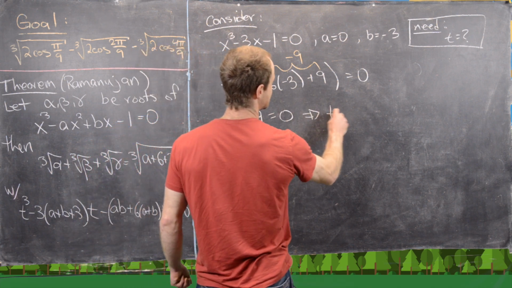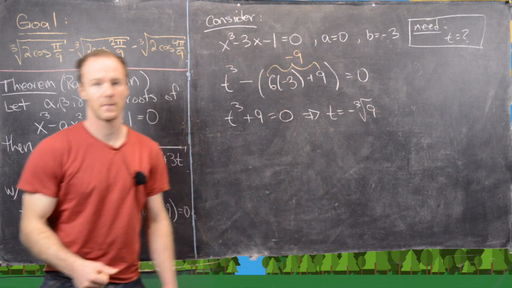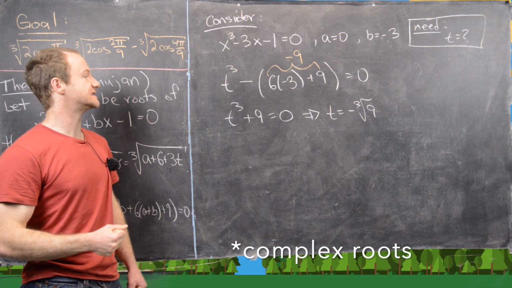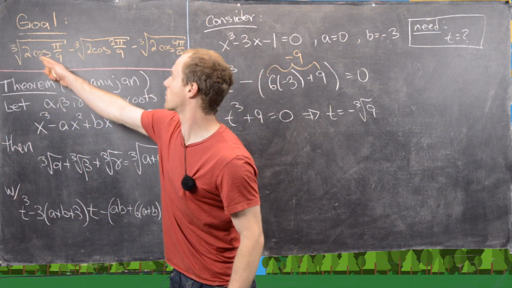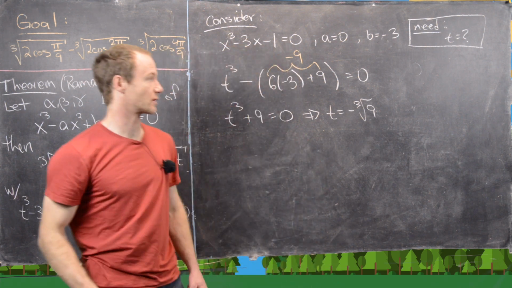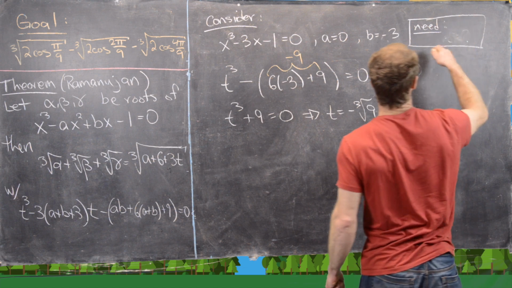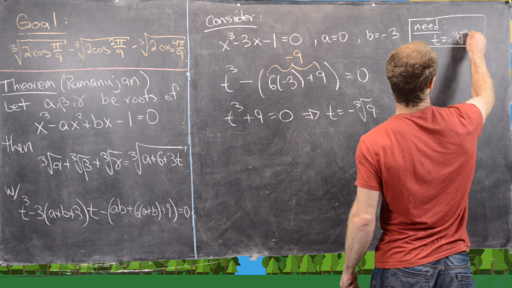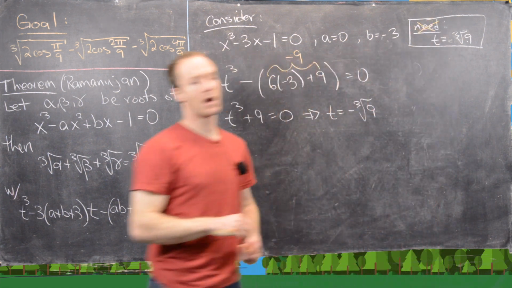In other words, t equals negative the cube root of 9. Okay, good. And why is it not one of the imaginary roots? It is not one of the imaginary roots because notice everything over here is going to be a real number, so we're okay. So let's go ahead and add that up here. So this is something that we no longer need. We have it. So t is negative the cube root of 9. Okay, great.